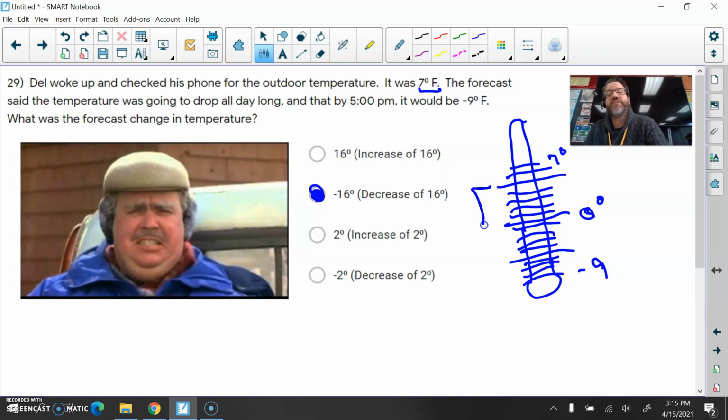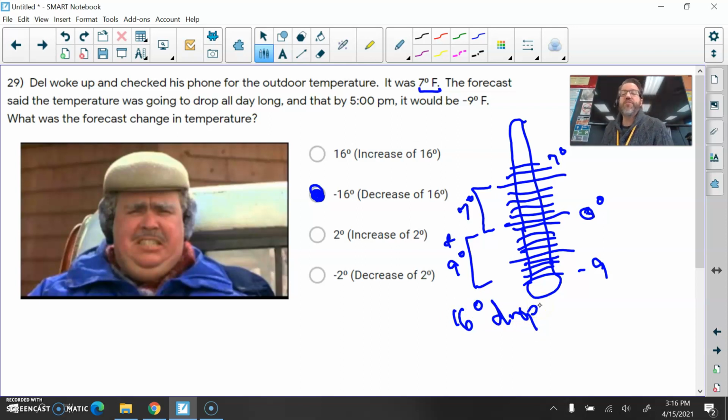You can see there's a 7-degree gap just to get down to 0, and then an additional 9 degrees of a drop to get down to negative 9. So you can see here how you'd have to add these two together, and it's a 16-degree drop that is forecast over the day. So looking at the thermometer, you can see why it would be negative 16 degrees or a decrease of 16 degrees and not a decrease of 2 degrees.